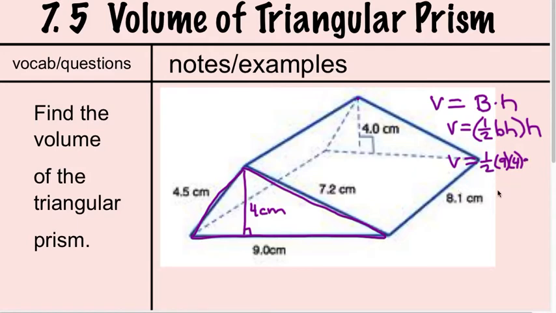Now I need the height of the prism. Well, I used 9 and I used 4. I have all of these other figure numbers here. Which one? Well, I guess I used the 4. What do I want? Which one is going to be the height of the prism?